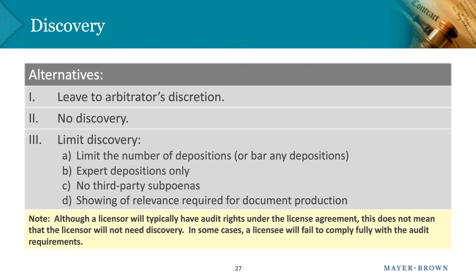The one option is to just leave it to the arbitrator's discretion. You don't have to include provisions relating to discovery in your arbitration provision. However, there are other options. One of the main benefits of arbitration is the ability to limit discovery and therefore limit costs. And so you may want to say that there's not going to be any discovery. You may want to say that there will be, for example, no depositions. Or you may want to say there are no depositions unless there is a shown need proven to the panel.